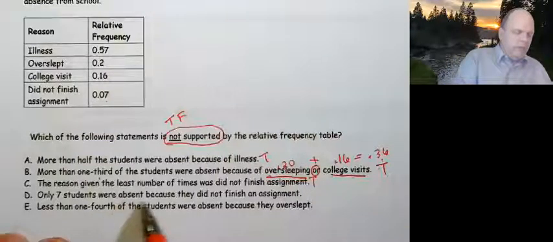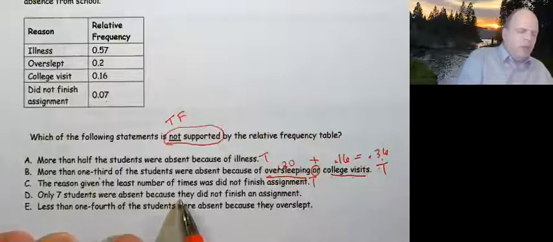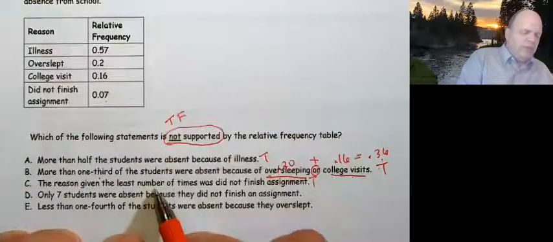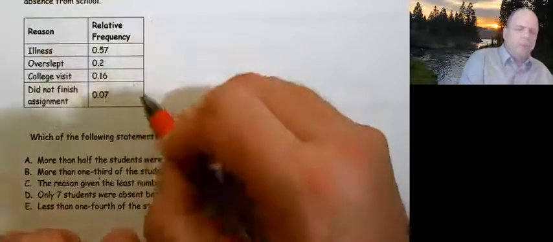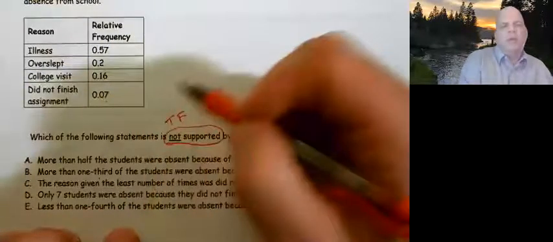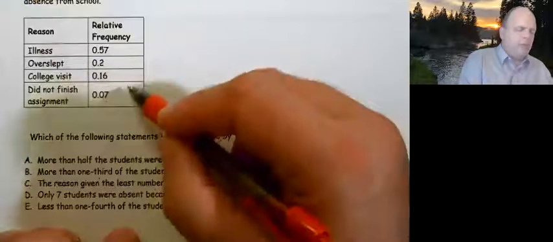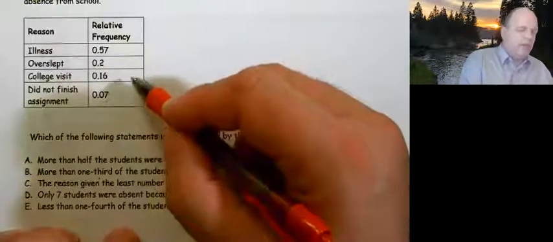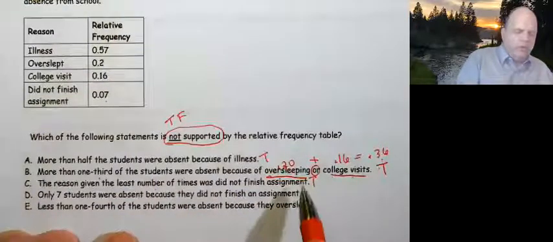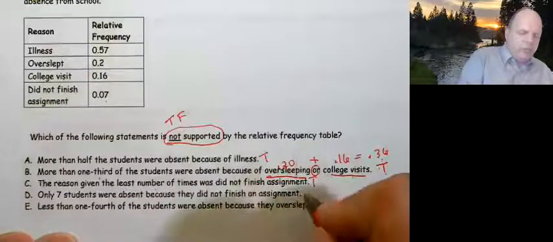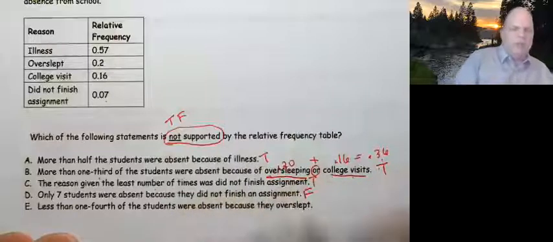Only 7 students were absent, ooh, because they did not finish the assignment. For 7 students to be absent, the sample would have to be 100. Do we know the sample size? No. The sample size could have been 50. We don't know what the sample size was, so this isn't necessarily true. So this is a false statement.